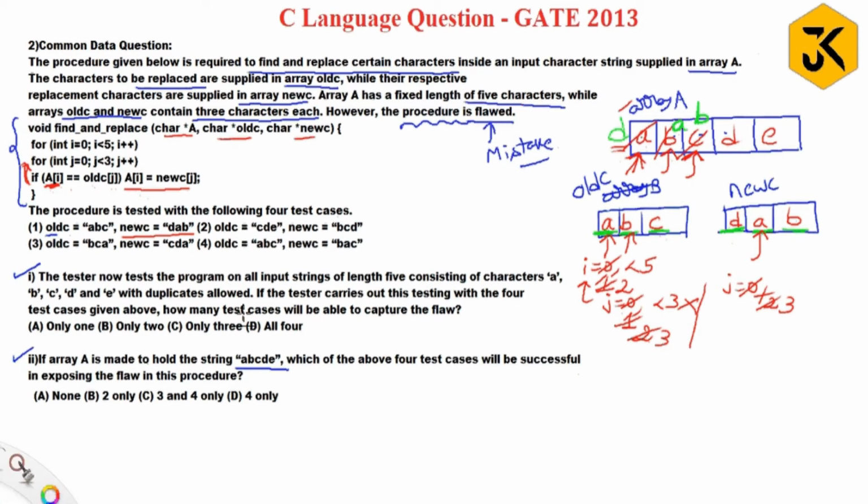Next, the i value will be incremented by one more. When the i value is incremented by one more, d double equal to a, d double equal to b, d double equal to c, no, condition fails. Next, incremented by 1, e double equal to a, e double equal to b, e double equal to c, condition fails. So my entire string is completed.